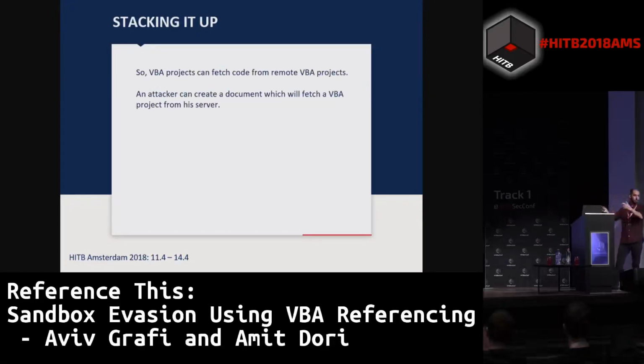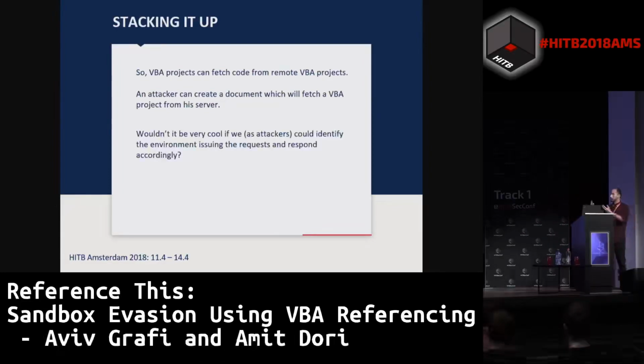It has to call a function that doesn't exist. But eventually, once this code gets executed, the sandbox will block it. So I'm still halfway there. And we thought that it would be even cooler if I could decide, as an attacker, and detect who's asking. If it's a sandbox asking me for my remote VBA code, I will answer in one way, and if it's a user asking, I will answer in another way, if I can detect them reliably.